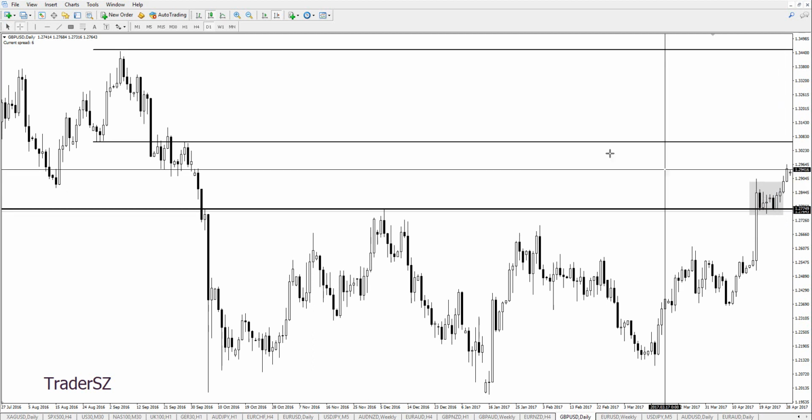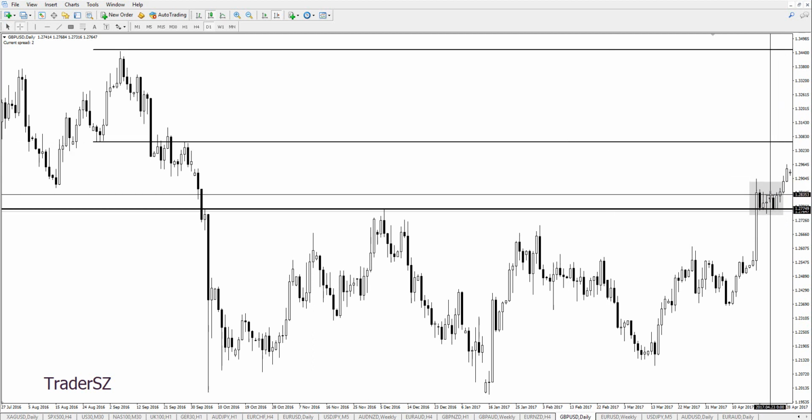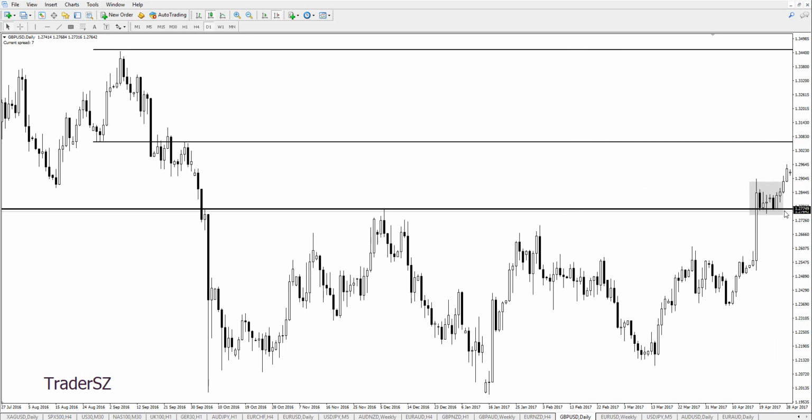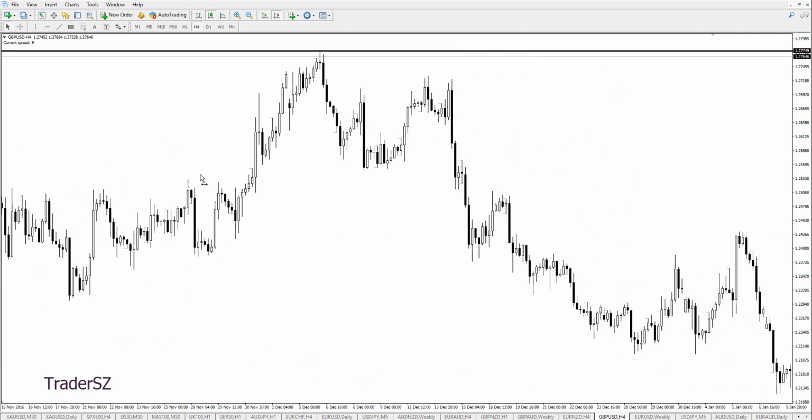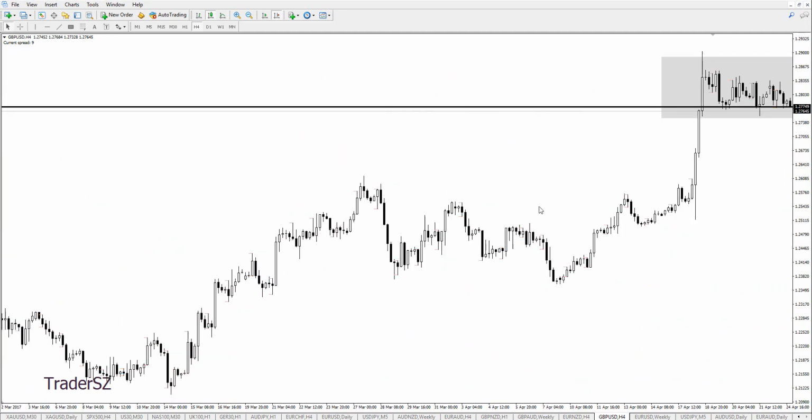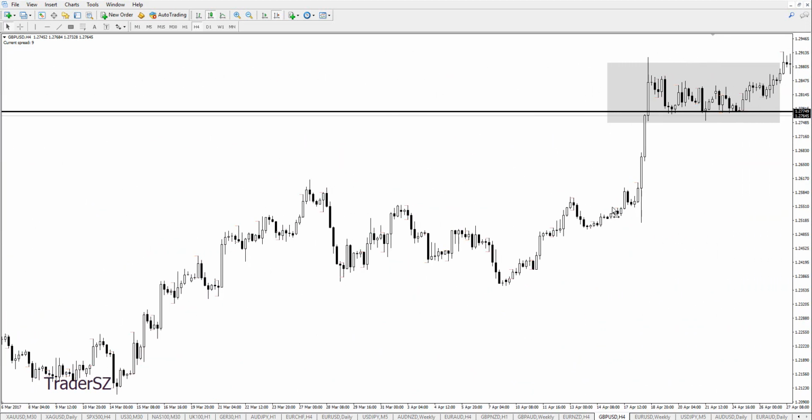If that's the objective, then that's got a decent target. From this level here, it's a 284 pip target. I can get at least 50 to 100 points out of that. That's what I'm looking for. So then what I'll do, I'll go to the 4 hour and see if I can get a tighter entry. So it's happening, it's moving.